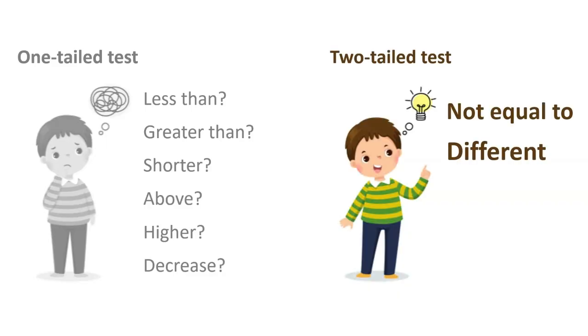However, in a two-tailed test, this no longer has a specified direction. That's why a two-tailed test is also called a non-directional test. This becomes less confusing because we no longer look at the direction. We just consider if the results are not equal or different to what we are trying to compare.